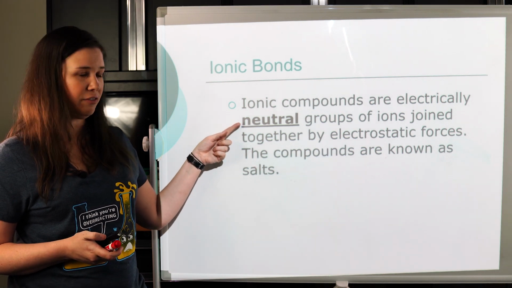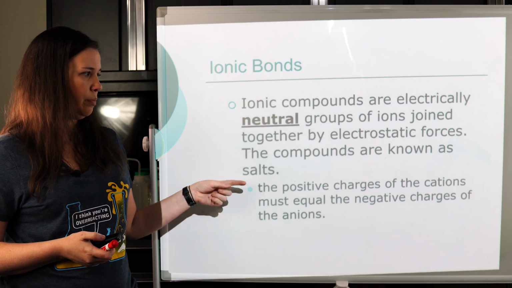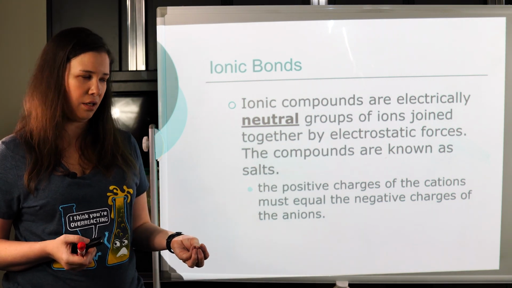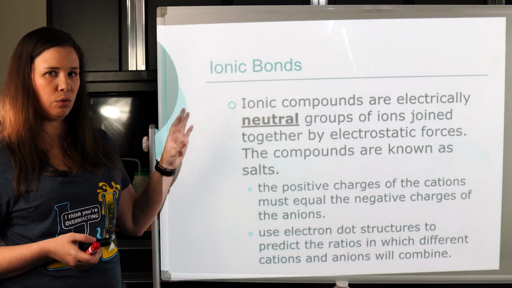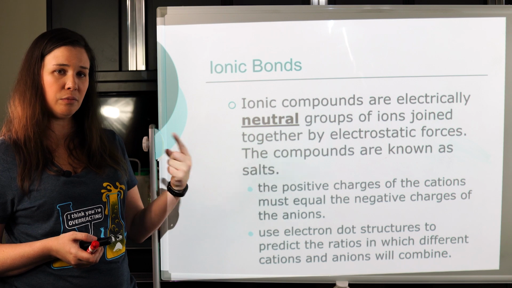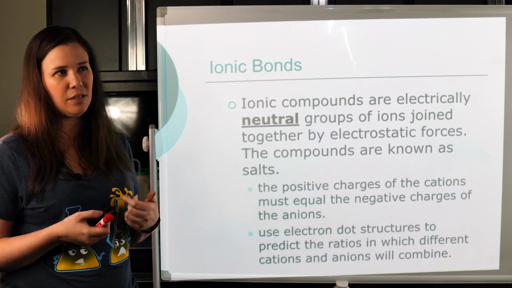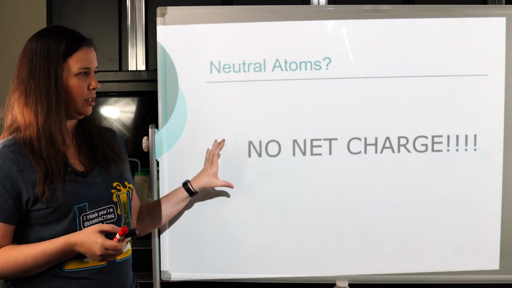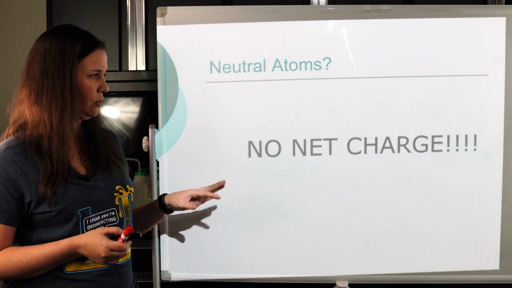The idea behind figuring out how many of each is always to make it neutral. So the positive charges of the cations have to cancel out with the negative charges of the anions. So we're going to draw out what atoms are attracted to which other atoms and try to see what kind of subscripts we would have. So the idea behind this again, no net charge. We want the positives and negatives to cancel.